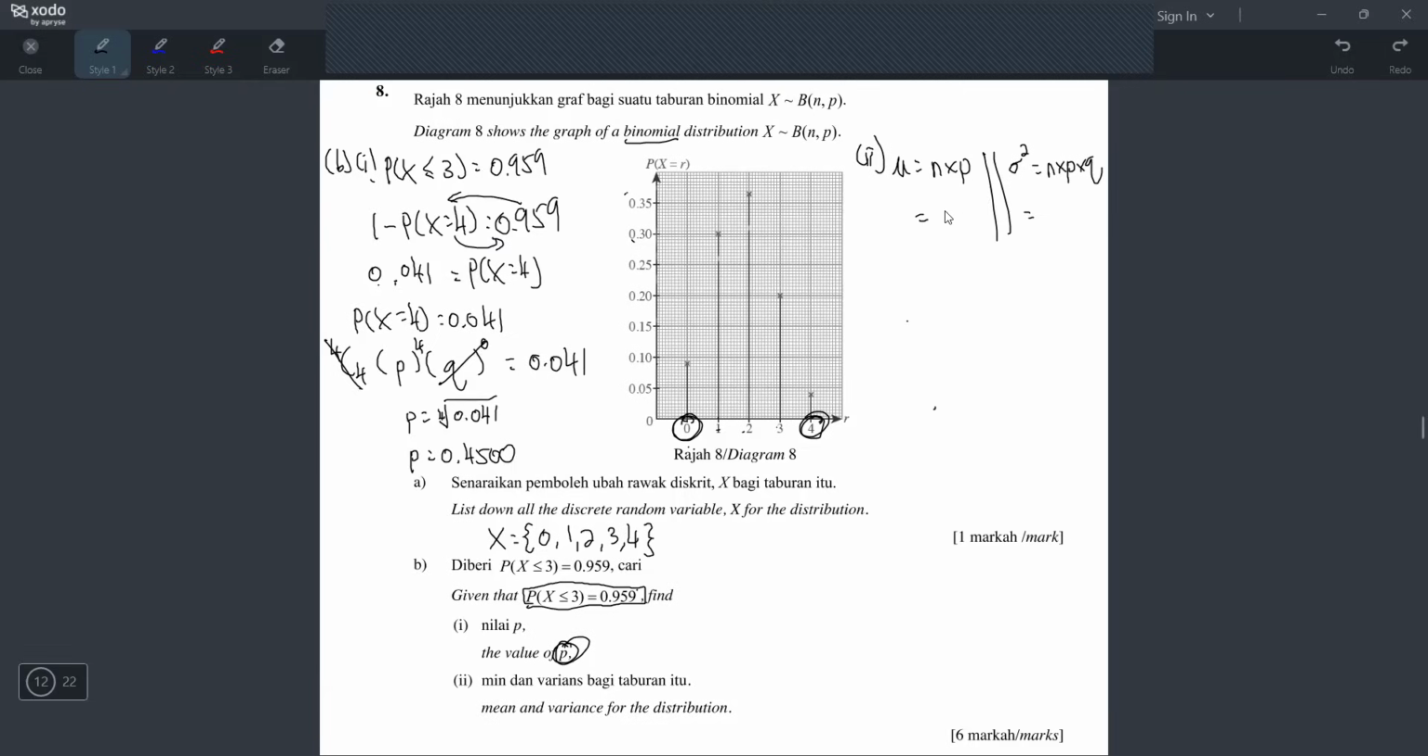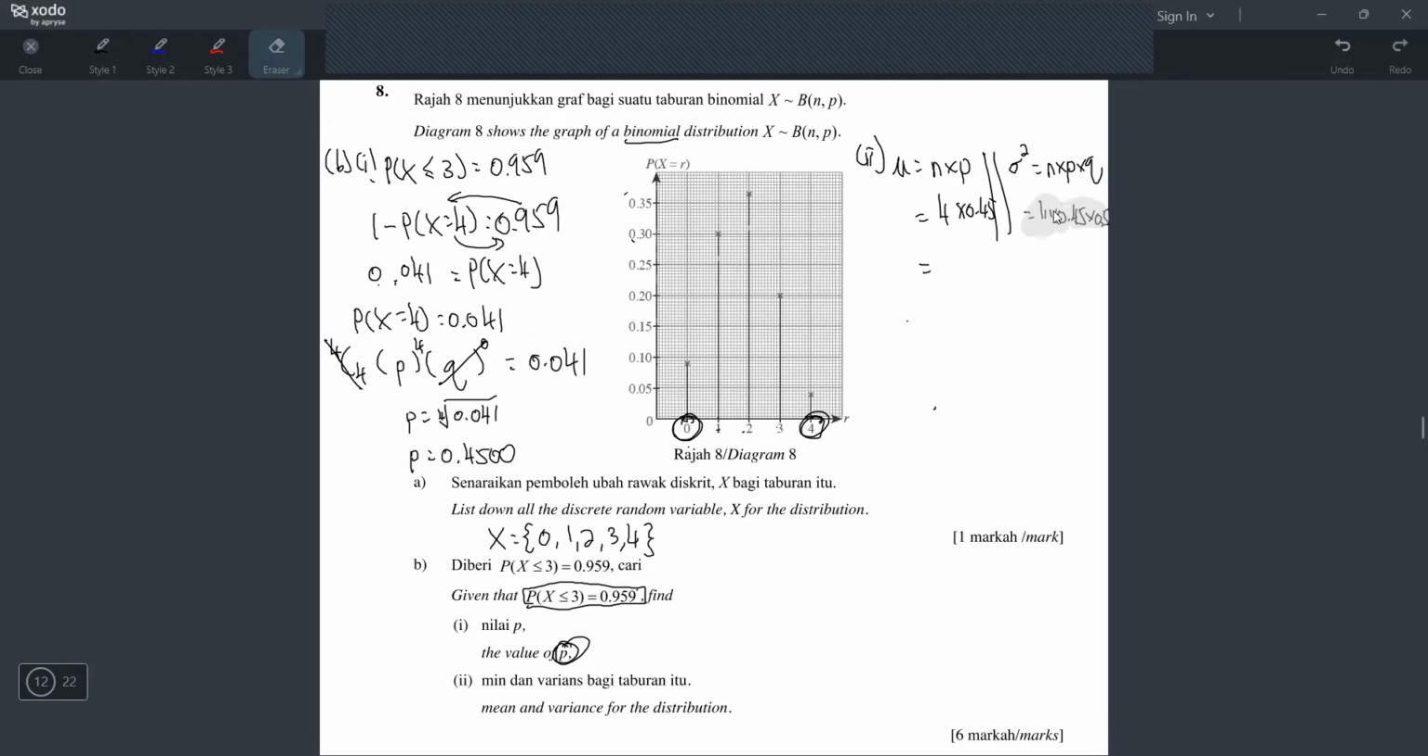Okay, n times p, n is 4, all right? Because the total number is 4, and then the p is 0.45. So I press this, I'll get an answer. And then what about my variance? It will be npq, so it will be 4 times 0.45 times the q, 0.55.